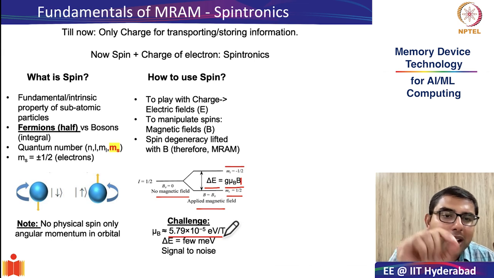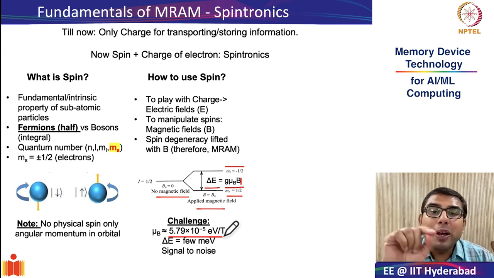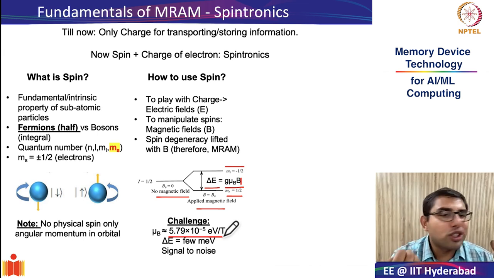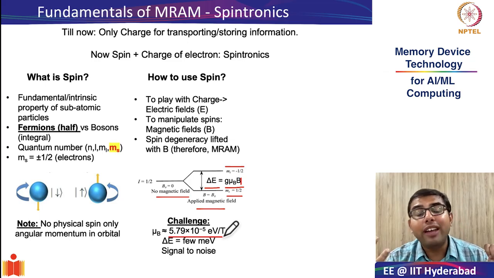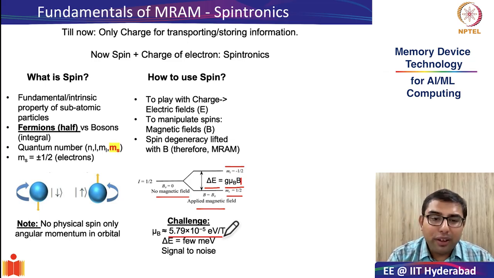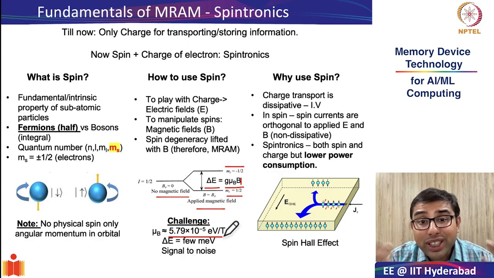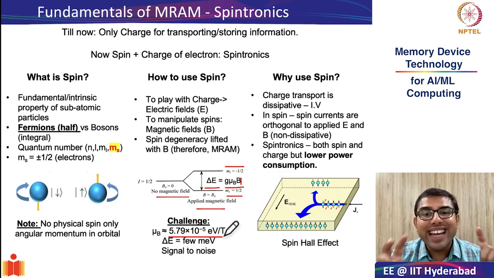And this is one of the primary challenges that spin-based systems face, whether it is for logic or for information storage: the difference in the energy levels is so tiny that having a good signal to noise ratio becomes a very big challenge. Nonetheless, why do we choose to use spin? That is a really interesting physical concept that we should look at.